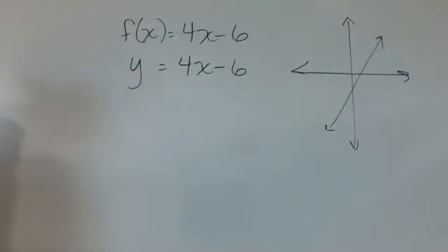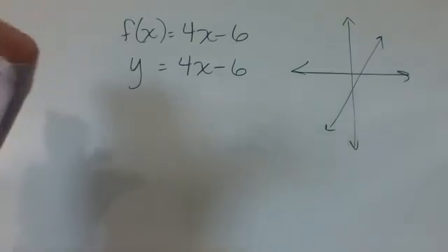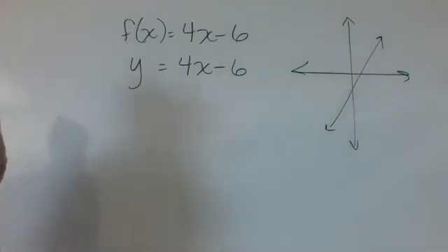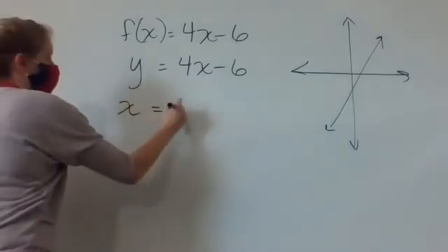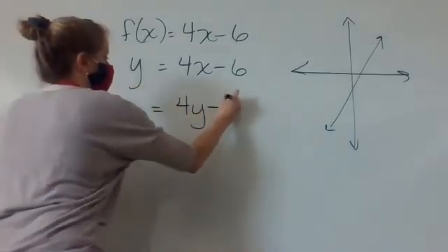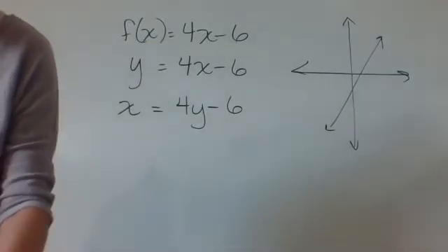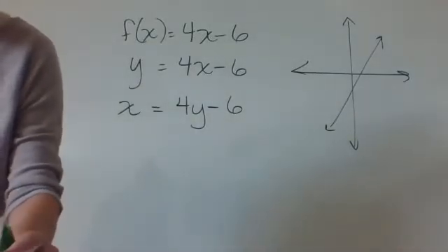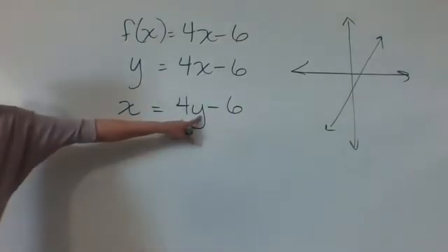Now that you see your y, now what do? Flip-flop them. Switch the x and the y. That's exactly right. So now I'll have, there's my x equals 4y minus 6. Get your new y by itself.